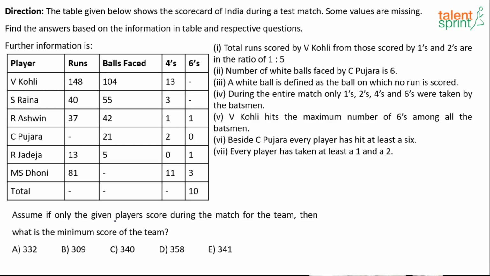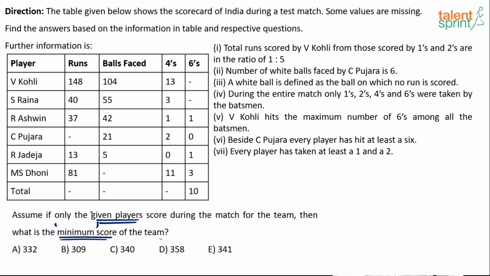Assume if only the given players score during the match for the team, then what is the minimum score of the team? Interesting question. Assume that only given players have scored during the match for the team, then what is the minimum score of the team? Now this is a time consuming question because we have to find out the minimum score of the team. Meaning, minimum score of the team is nothing but this total. Yes or no? This total.